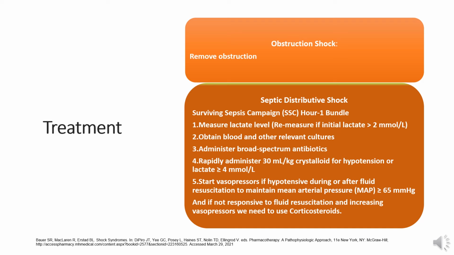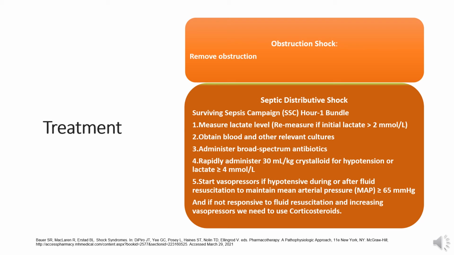For the treatment of septic distributive shock, we follow the Surviving Sepsis Campaign hour-1 bundle. This includes 5 main steps. The first one is to measure lactate level and remeasure it if the initial lactate is more than 2 millimole per liter. The second step, we obtain blood and other relevant cultures. Then we administer broad spectrum antibiotics.